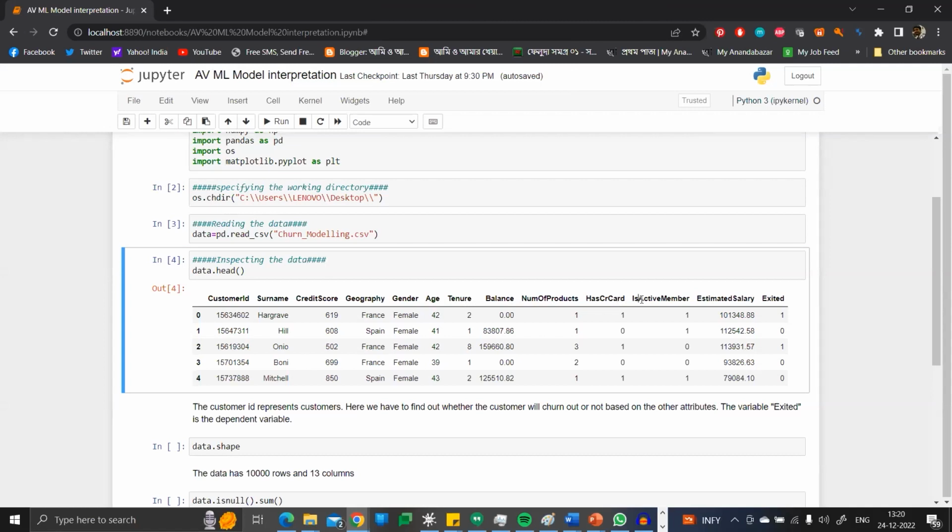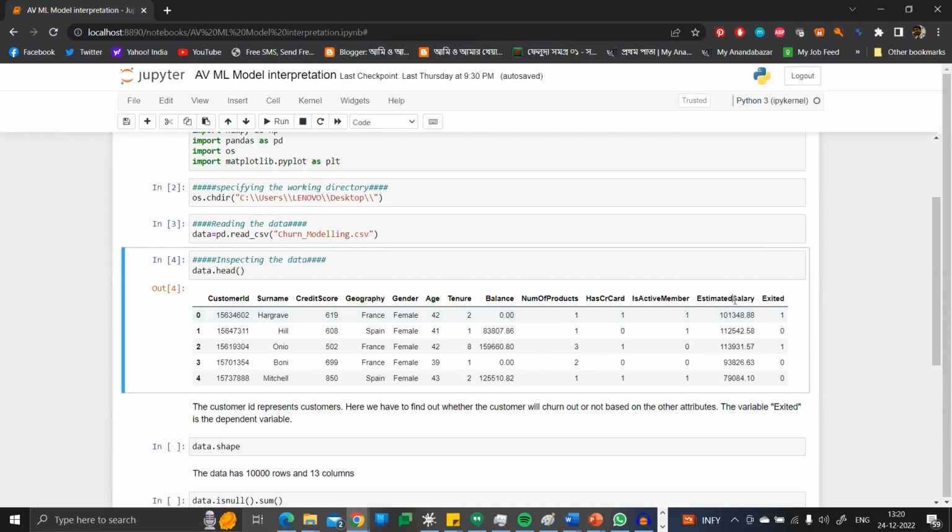Active member means he is doing sales with your products. Okay, he is currently transacting in the bank. Okay, he's taking away money. So based on that, that is an activity tag. He is putting money into your bank and all.